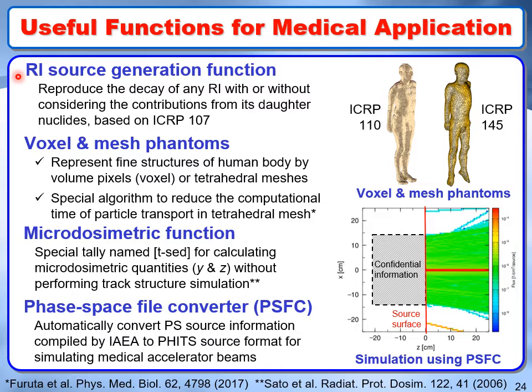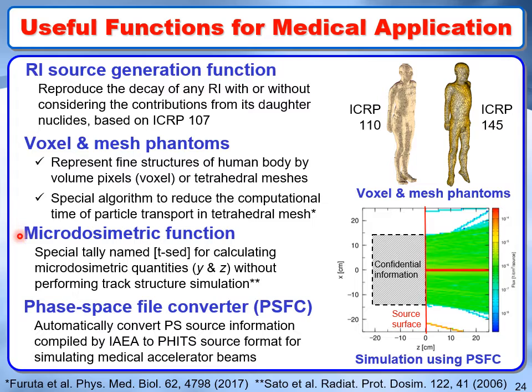Voxel and mesh phantoms, which represent fine structures of the human body by repeated volume pixels, so-called voxels, or tetrahedral meshes, can be easily used in PHITS. In addition, a special algorithm to reduce the computational time of particle transport in tetrahedral mesh was implemented, so use of mesh phantom is faster than that of voxel phantom, which is a unique feature of PHITS.